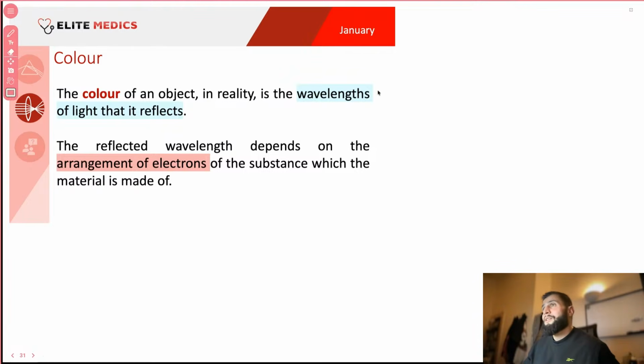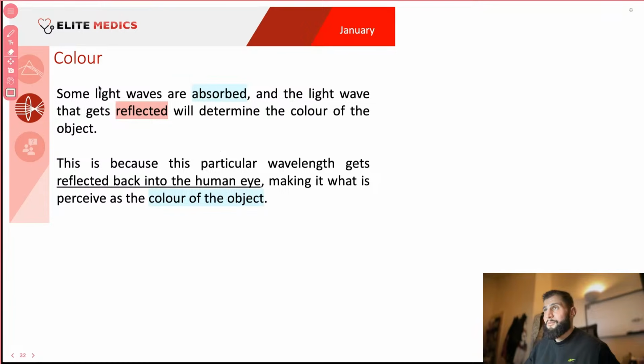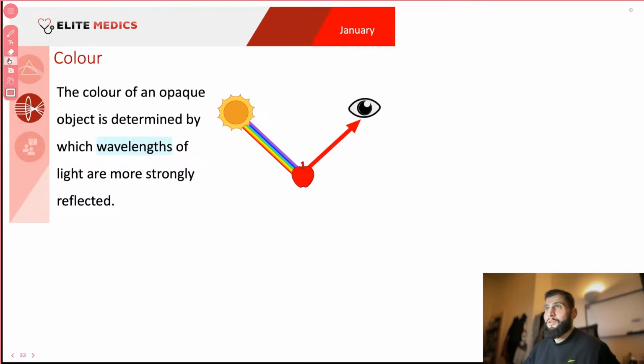Now, color, the wavelengths of light that it reflects. So the reflected wavelength depends on the arrangement of electrons. Again, this is all coming back to how the electrons are arranged and the materials it's made out of. Some light waves are absorbed. The light wave that gets reflected back is the one that determines the color. That's what we'll see. Because of this, it gets reflected back into our eyes, and then it gives us an idea of what the color of the object is. And this is not something new. We've kind of talked about this before. I'm just going through it a little bit.